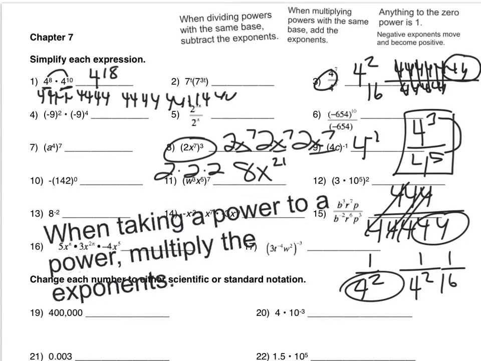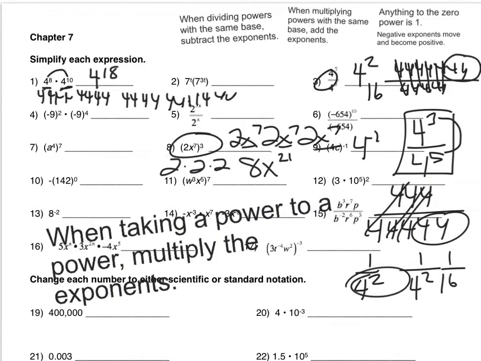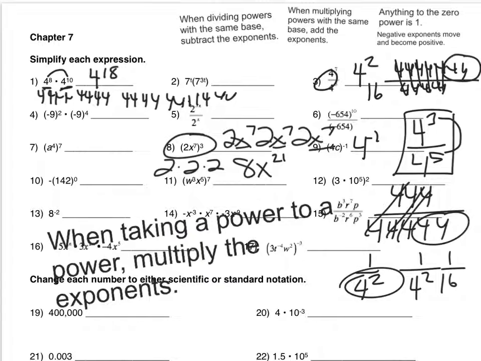Okay, so when taking a power to a power, so wanting to group those together, when I say x to the 7th to the 3rd, it's actually x to the 21st. And then 2 to the 3rd, we know is not 2 times 3, it's 2 times 2 times 2, which is 8. So the answer to number 8 is 8x to the 21st.